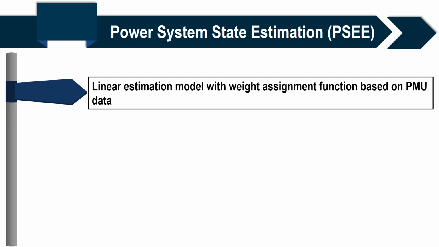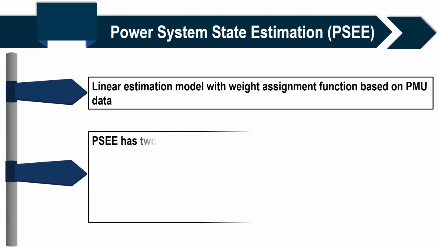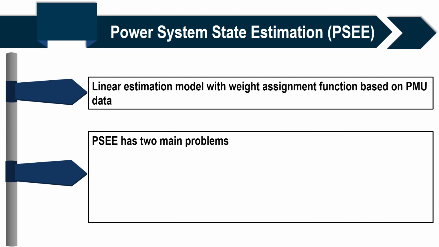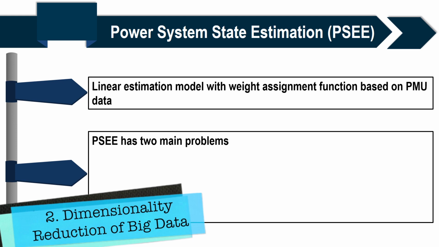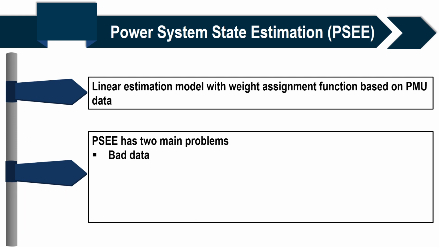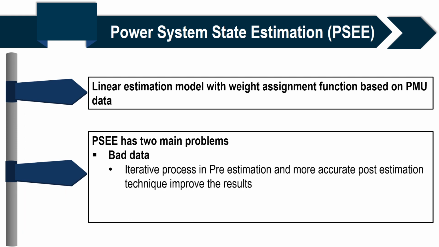When we talk about power system state estimation, there are two main problems. One is about the bad data, and another one is about dimensionality reduction. So for bad data, an iterative process in pre-estimation and a more accurate post-estimation technique can improve the results. We already saw the reasons for bad data. There may be some device which has malfunctioned. There may be a communication link which has some issue. Because of all these, there may be bad data. With the iterative process, it can be fixed.